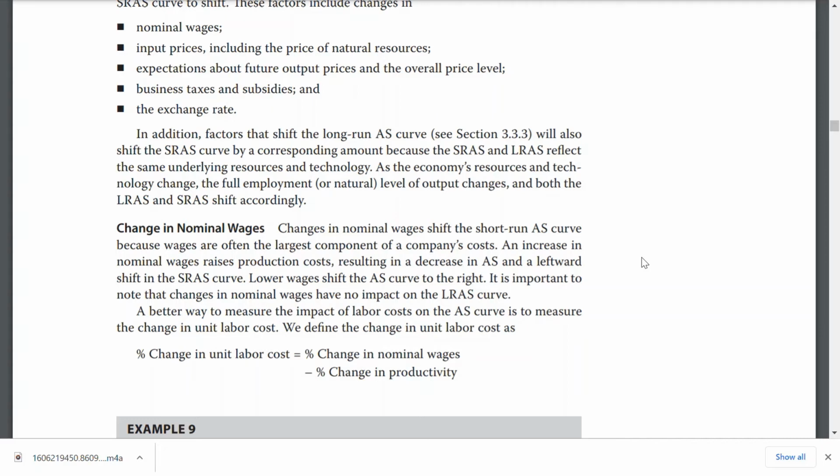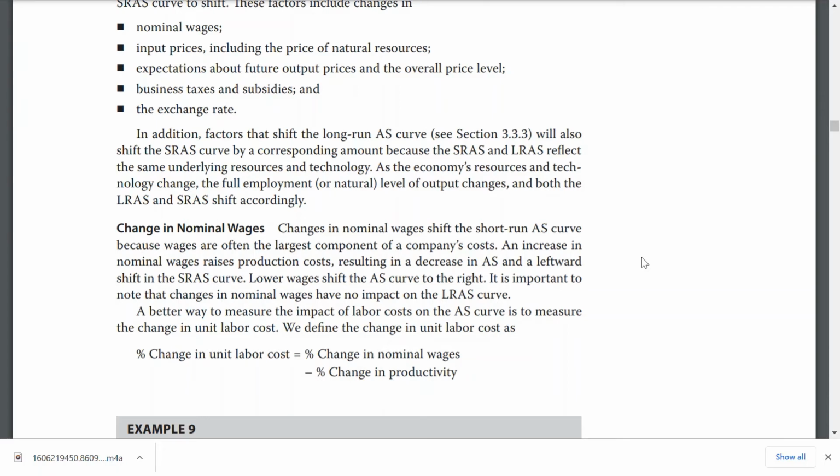Changes in nominal wages shift the short-run AS curve because wages are often the largest component of a company's cost. An increase in nominal wages raises the production cost, resulting in a decrease in aggregate supply and a leftward shift of the short-run aggregate supply curve. Lower wages shift the aggregate supply curve to the right. It is important to note that changes in nominal wages have no impact on the LRAS curve.